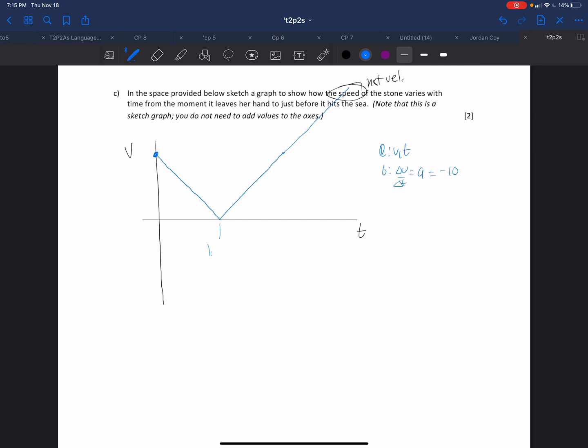So this happens at 1.2 seconds. This point is 2.4 seconds. And this point is a cumulative 3.9 seconds. This representing the 1.2 up. This the 1.2 down to the same height. And this the 1.5 to cover the rest of the distance for a total of 3.9.